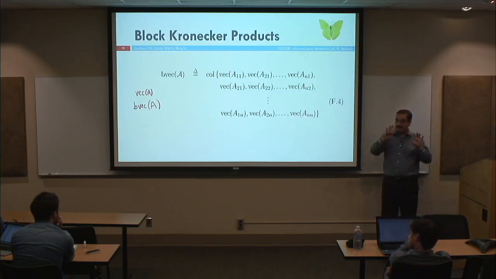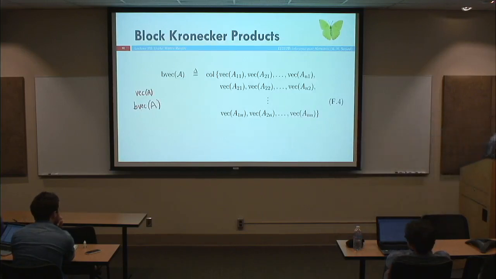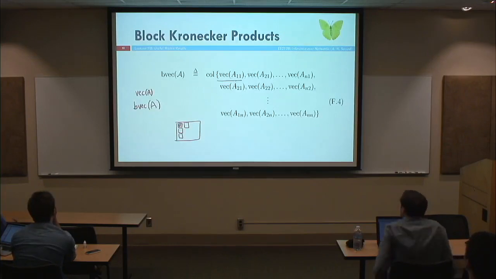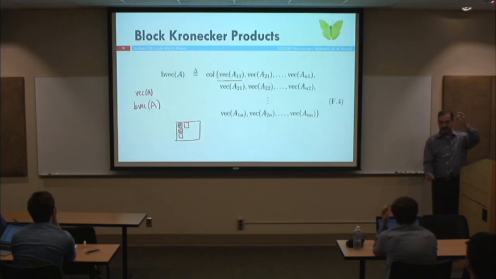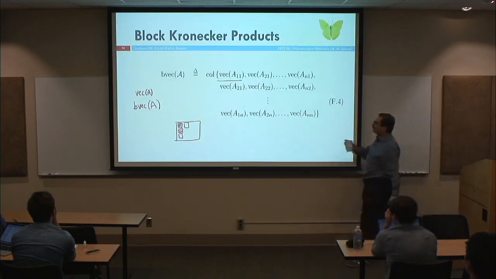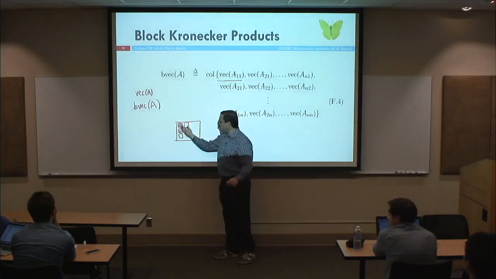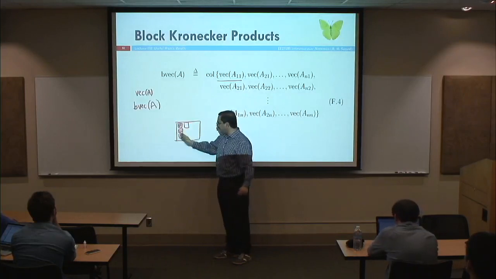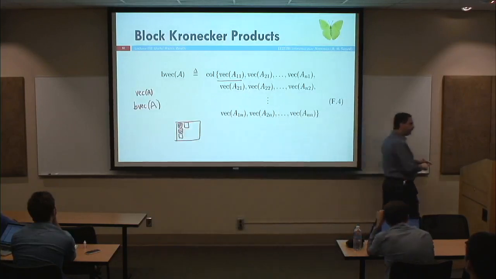Now the matrix has blocks. So this is A. It has blocks, A11, A12, A21, right? You vectorize this block, that's a column. Then you vectorize the block underneath it, that's another column. So you're not putting one column under the other, you are putting the vector that comes from the subblock one below the other. This is a vector. So you treat the blocks as if they are the entries, you vectorize them and put them one under the other, okay?